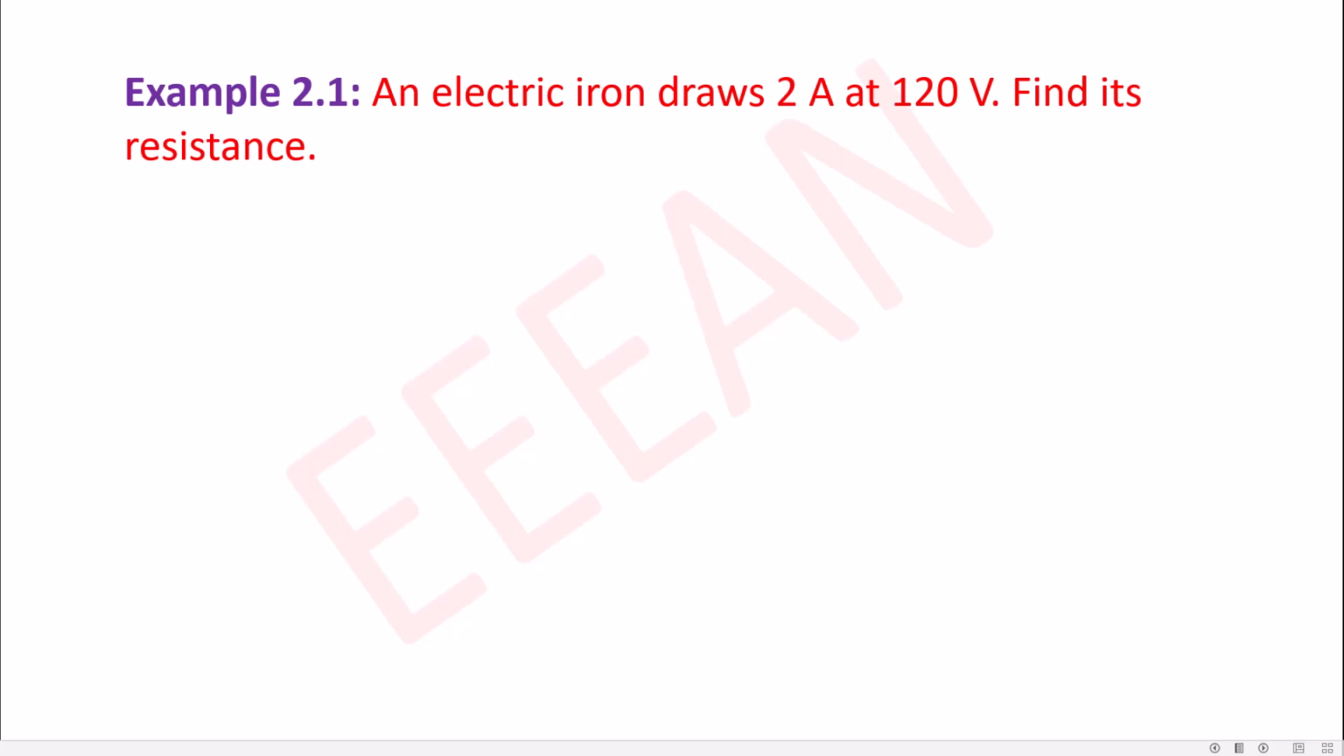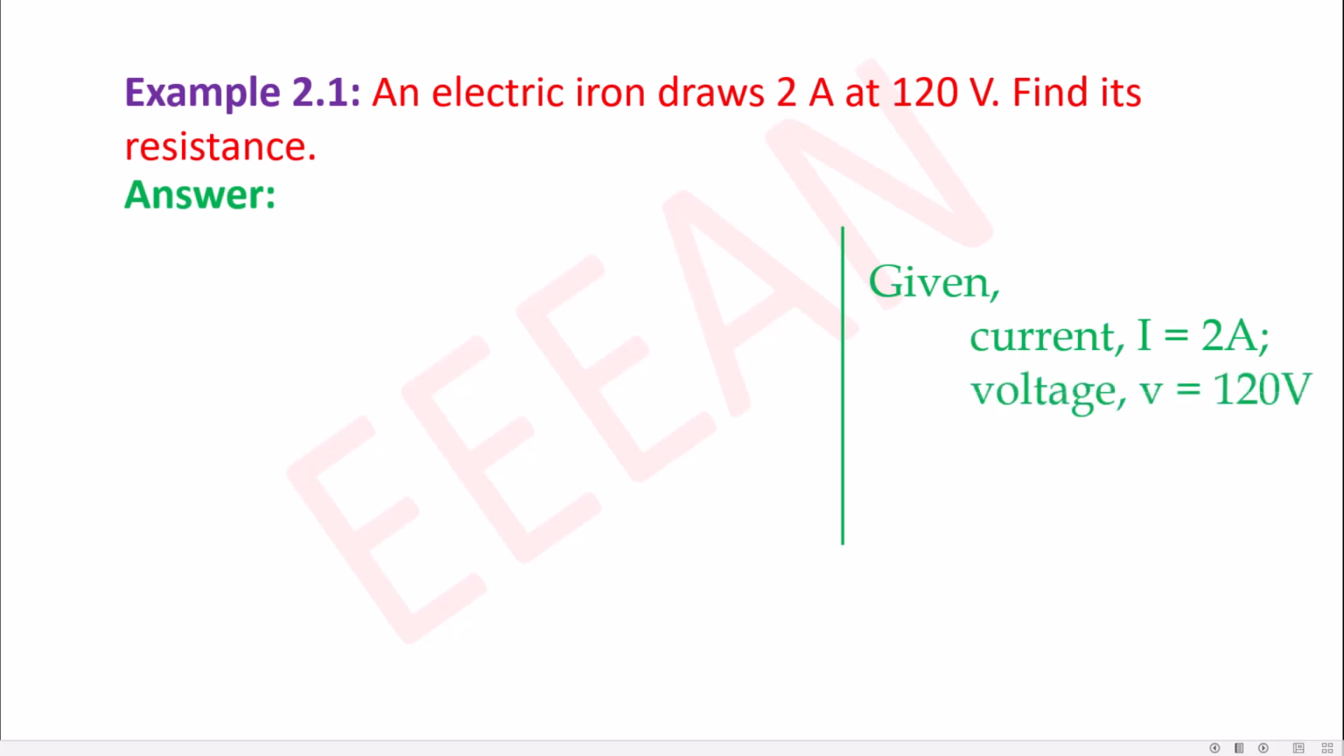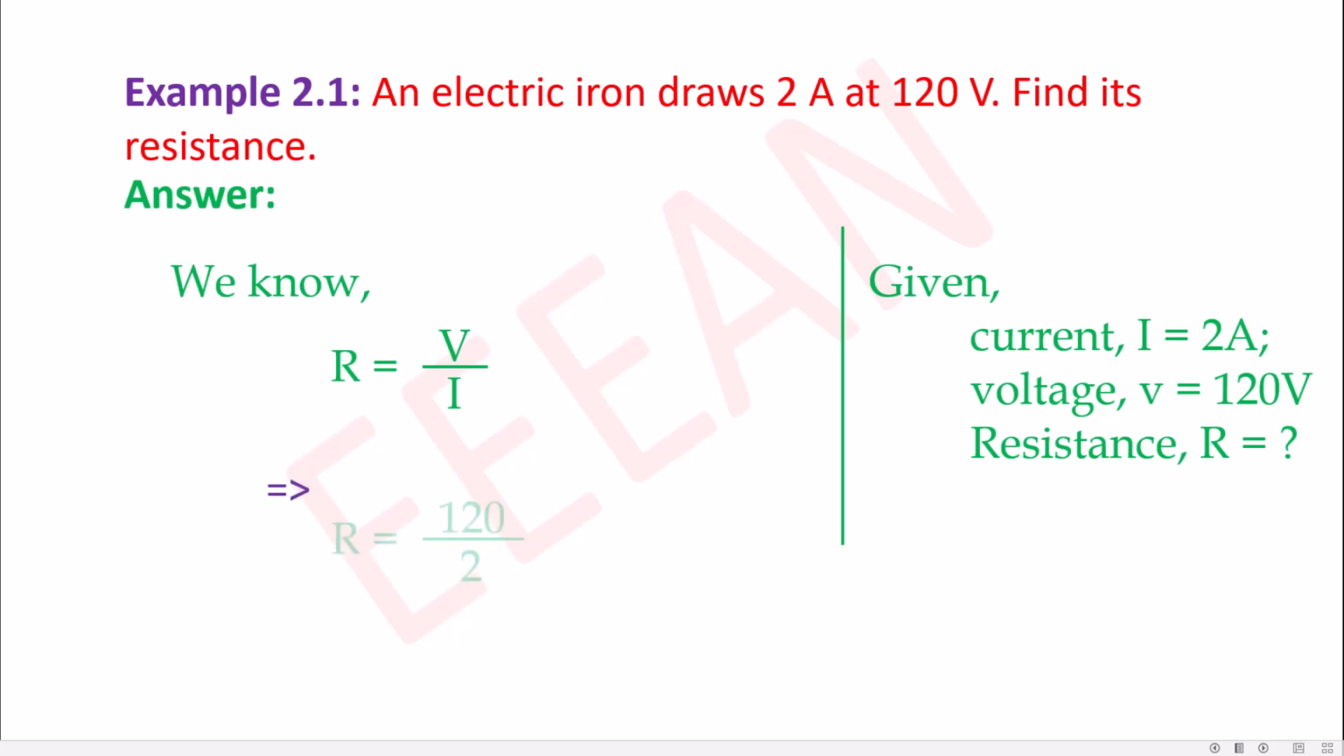The first question says an electric iron draws 2 ampere at 120 volt. Find its resistance. It's simple math. Given the current I equals 2 ampere and the voltage V equals 120 volt, we have to obtain resistance R. We know R equals V divided by I, and we know the values of V and I. So put the values in the equation and finally you get our result.